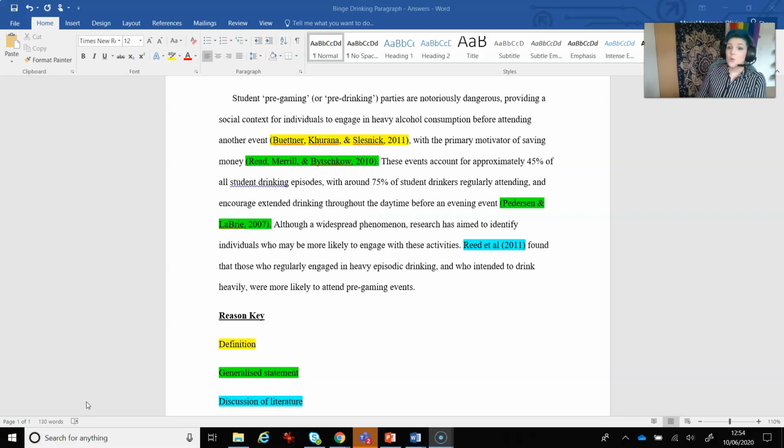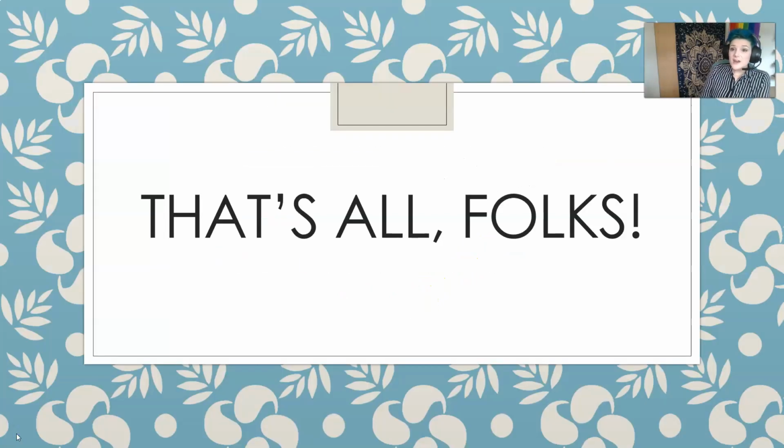Here is that same paragraph again with the in-text citations and a colour-coded key to show you why those citations are there. For example, this citation here supports the definition of pre-drinking with a discussion of what pre-drinking is. The next two citations, here and here, are supporting generalised statements. The first discussing the primary motivator for students attending pre-drinking events, and the next supporting the statistics that the author presents regarding student drinking. Finally, we have a citation here drawing the attention of the reader to the research that's being discussed in this sentence.